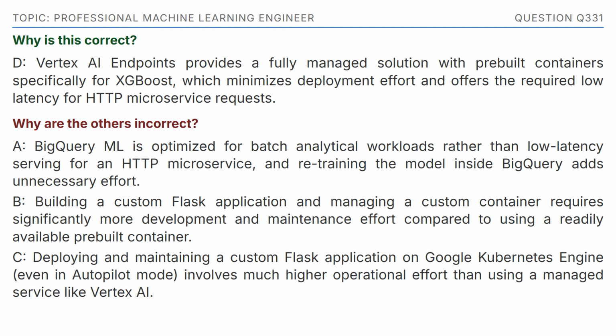Why are the others incorrect? A. BigQuery ML is optimized for batch analytical workloads rather than low latency serving for an HTTP microservice, and retraining the model inside BigQuery adds unnecessary effort. B. Building a custom Flask application and managing a custom container requires significantly more development and maintenance effort compared to using a readily available pre-built container. C. Deploying and maintaining a custom Flask application on Google Kubernetes Engine, even in autopilot mode, involves much higher operational effort than using a managed service like Vertex AI.